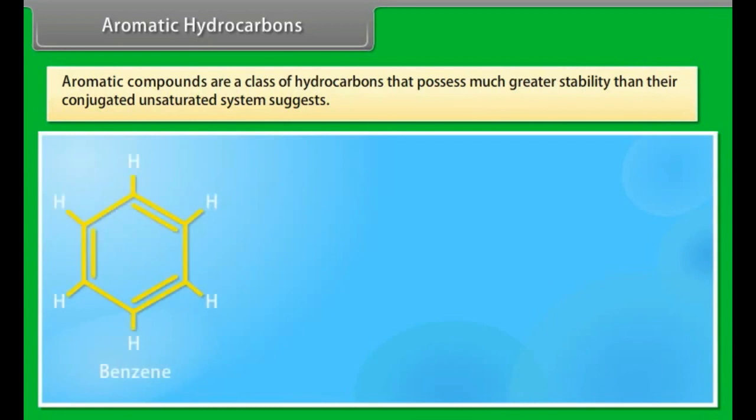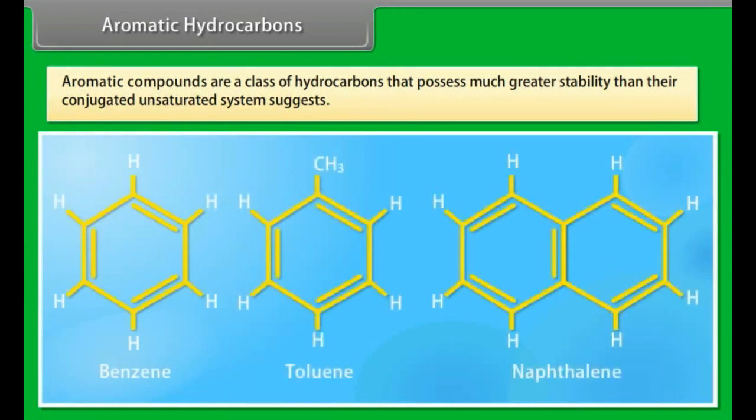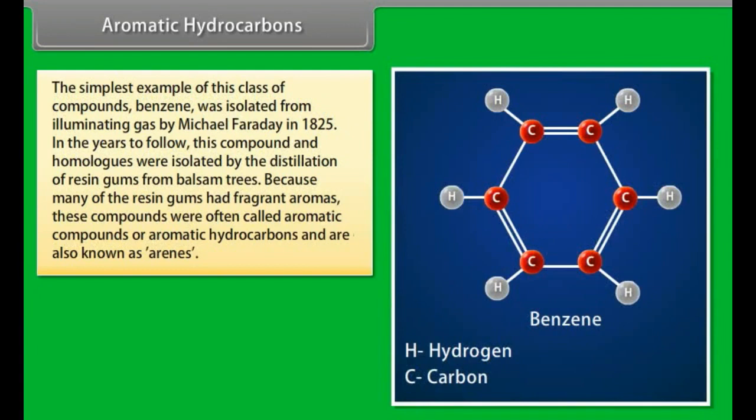Aromatic hydrocarbons. Aromatic compounds are a class of hydrocarbons that possess much greater stability than their conjugated unsaturated system suggests. The simplest example of this class of compounds, benzene, was isolated from illuminating gas by Michael Faraday in 1825.